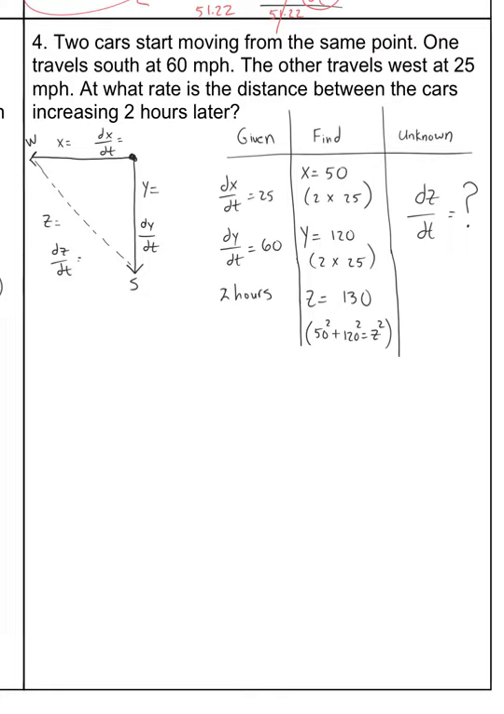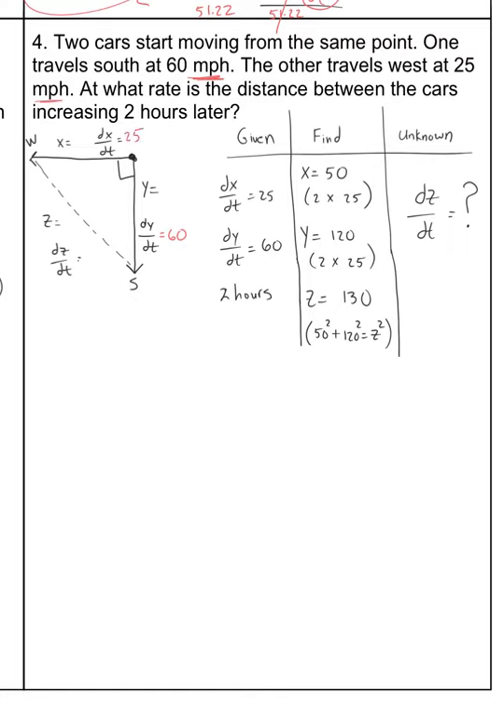Okay, example number 3, another right triangle problem. We have two cars moving from the same point right here. One is going south at 60 miles per hour, so that is a rate. So that is going to be our dy/dt. The other travels west to the left at 25, and that again is miles per hour, so that is our rate. So 25 is going to be my dx/dt.